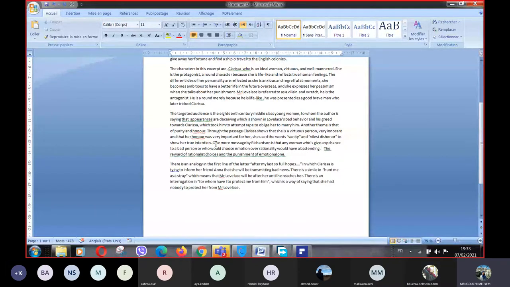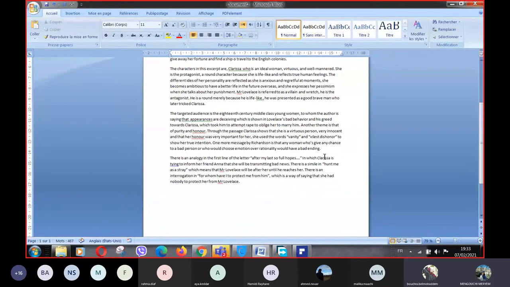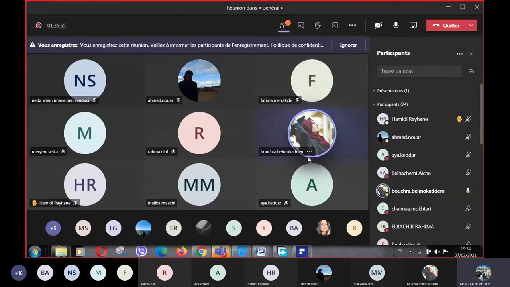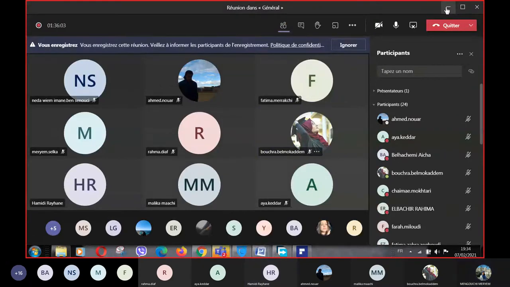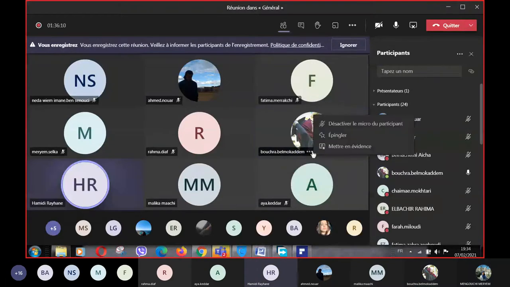Can we now move to the plot? Can anyone explain the plot development? So where does the plot begin? In this case, we have a plot that is narrated not in the time in which it happened, but later. The plot is narrated after it happened. Okay, can anyone provide the plot? Yes, miss. Yes? Miss? When Clarissa knew the real face of Lovelace.